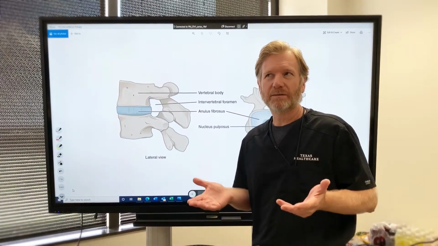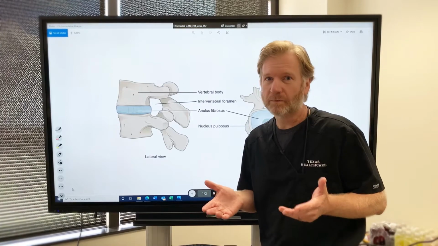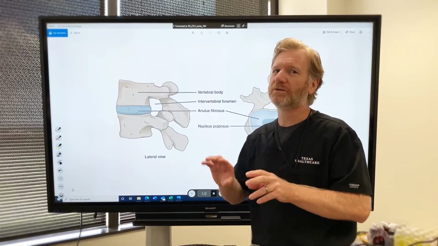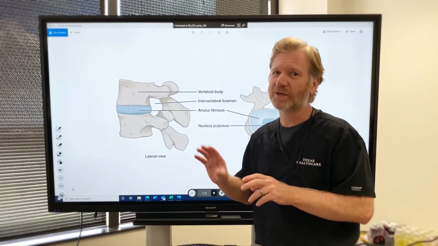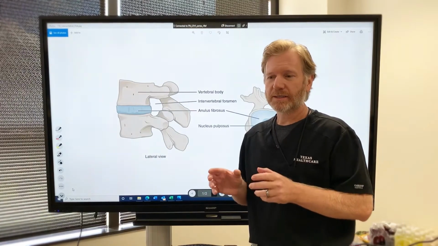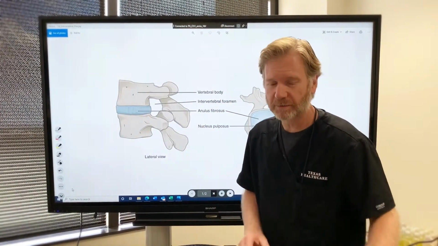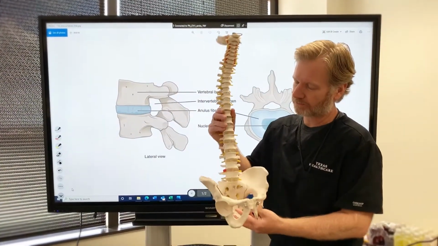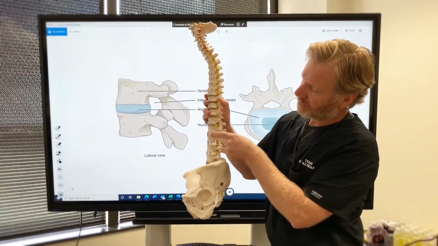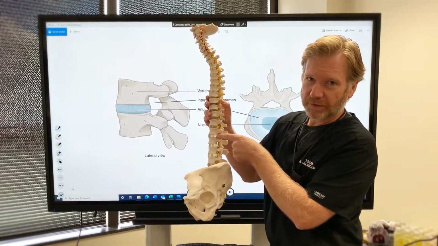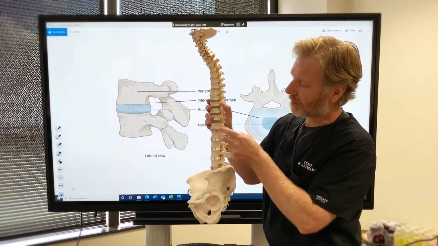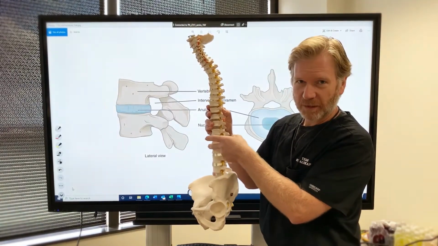Today I want to talk about disc herniations. Now, real quick, before we get into what a herniation is, let's talk about what a disc is. A disc is a spacer between vertebral bodies, and I can show you that on a model here. It's probably easier. So if you look at this clear material, this is what a disc is. It's not this actual material, but it is the location of it.